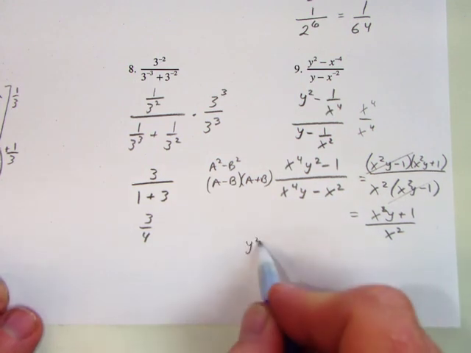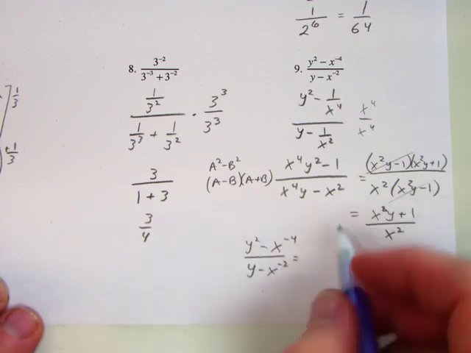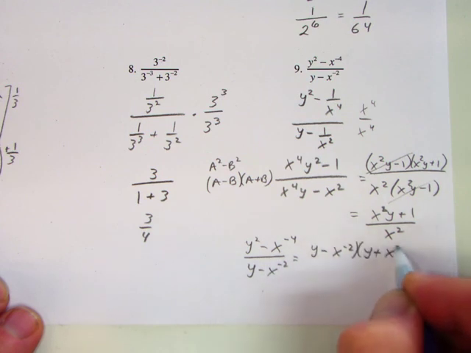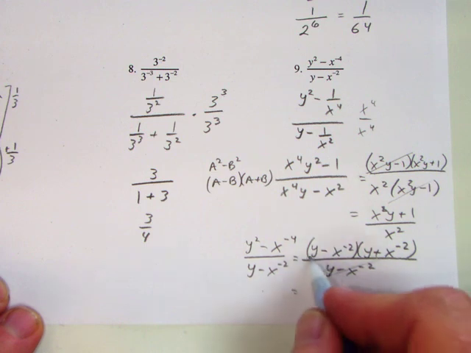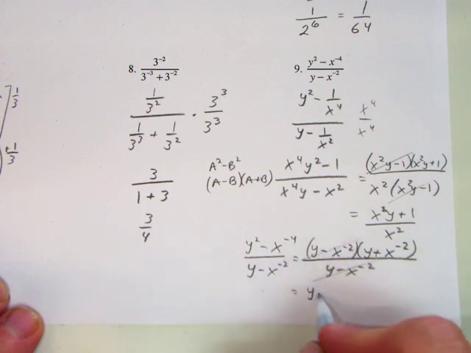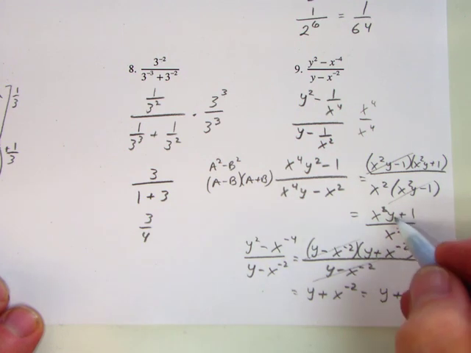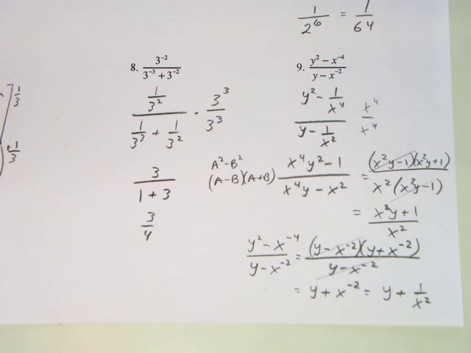Now, some might say, hey, I can see this earlier. I can see this in the first stage, that this is y minus x to the negative 2 times y plus x to the negative 2, all divided by y minus x to the negative 2. We can reduce y minus x to the negative 2, and we're left with y plus x to the negative 2, which I don't want you to leave with the negative exponent. You can write it as y plus 1 over x squared. If we were to divide this by x squared, y over x squared gives us y plus 1 over x squared. These are equivalent. It doesn't matter which one you use.